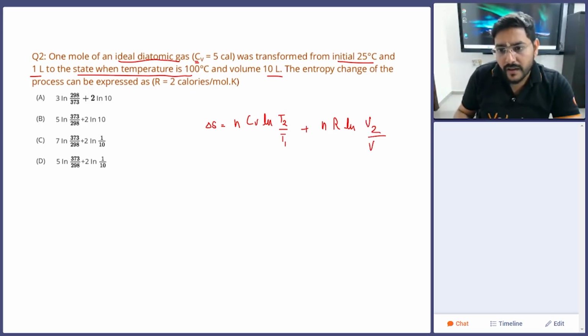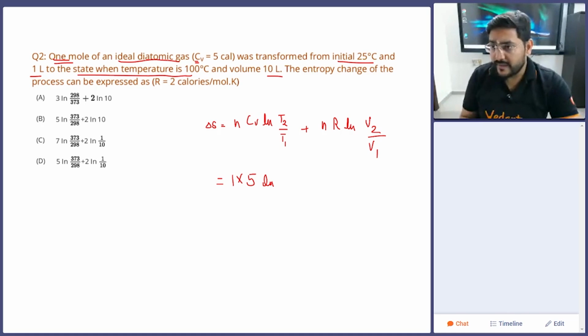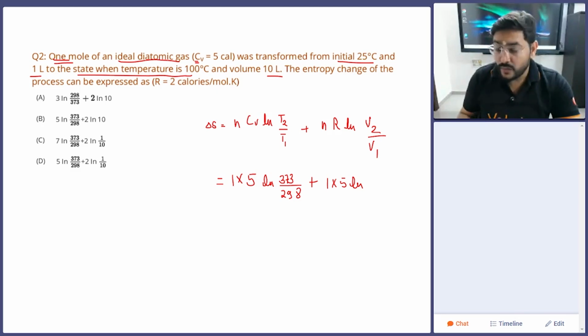Now they have given the value of n. What is the value of n? So n value is 1 mole. So 1 multiplied by, what is the value of CV beta? That is 5. ln T2 by T1. So here it is 373 and here 298 Kelvin. So we are going to put 373 divided by 298 Kelvin, plus what is the value of nR? 1 into 5 ln. What is the final volume? That is V2, that is 10 divided by 1. Yes or no? So check the option.